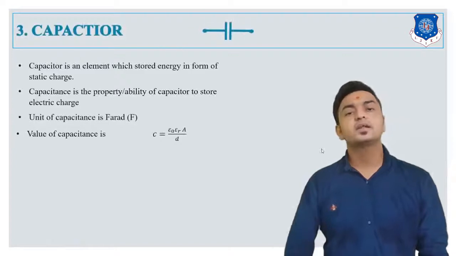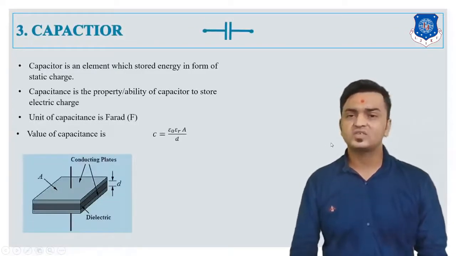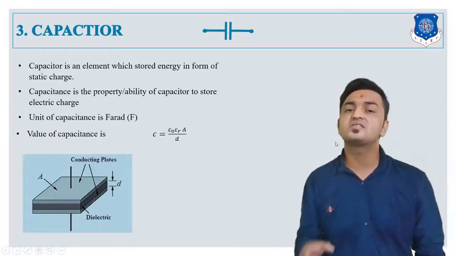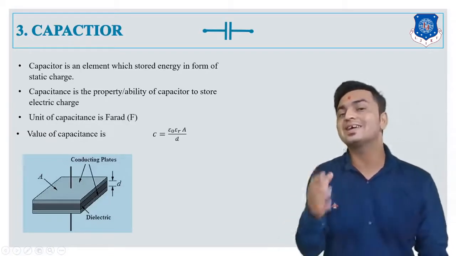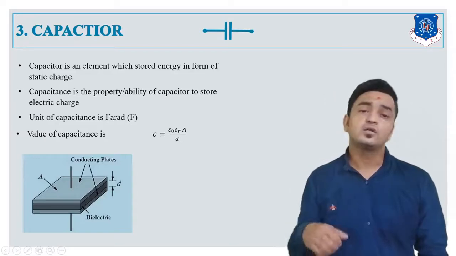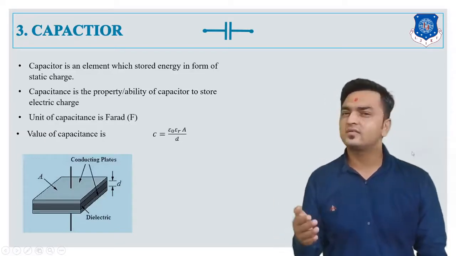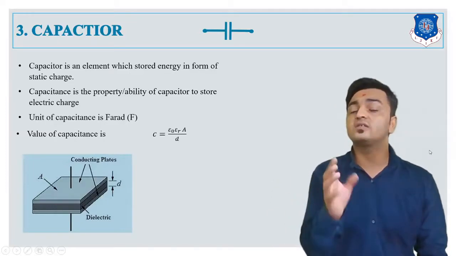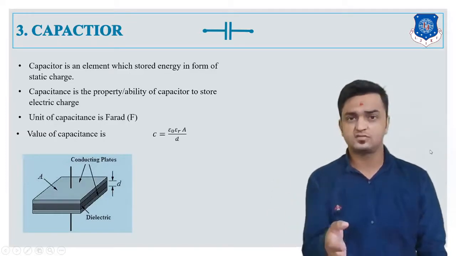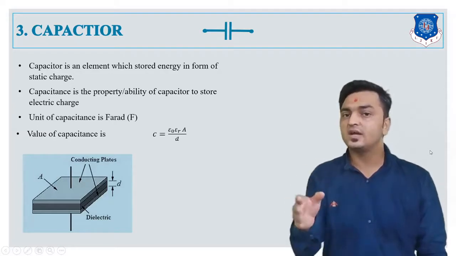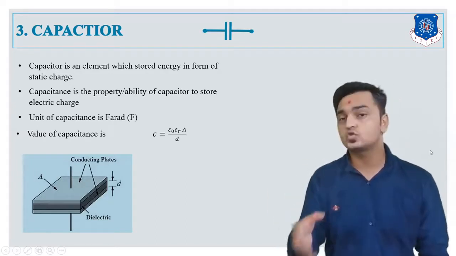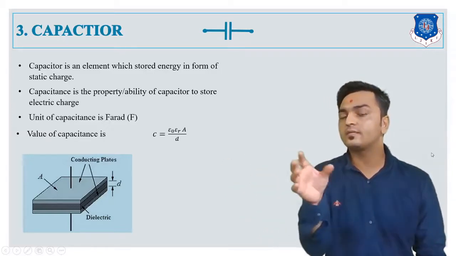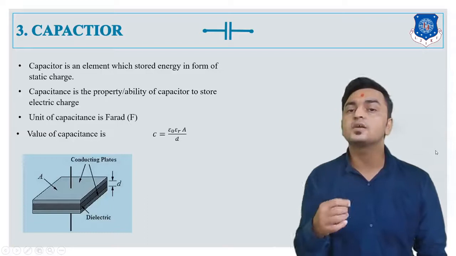Now, next parameter is capacitor. What is a capacitor? Capacitor is an element which stores electrical energy in the form of static charge and static electricity. It is the property or ability of a capacitor to store electric charge. Means it is a property or ability: how much charge will be stored in that capacitor. That ability or capacity of a capacitor is nothing but capacitance.